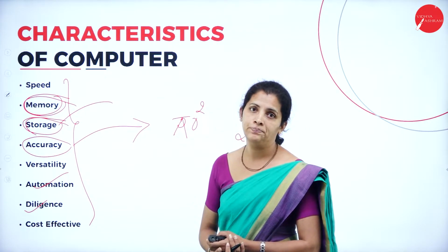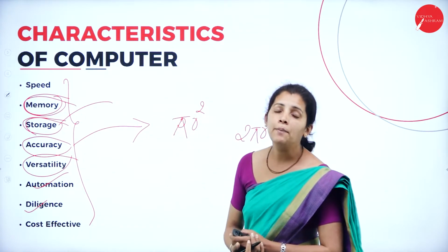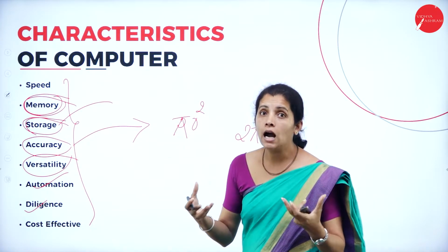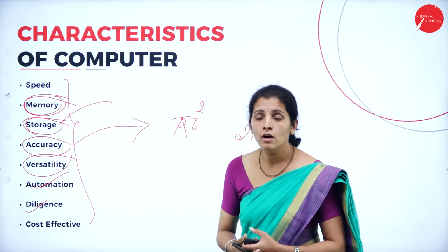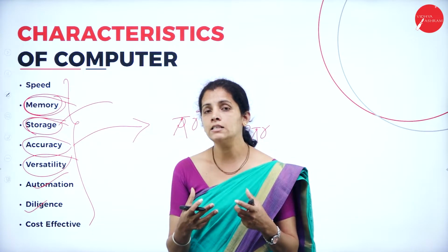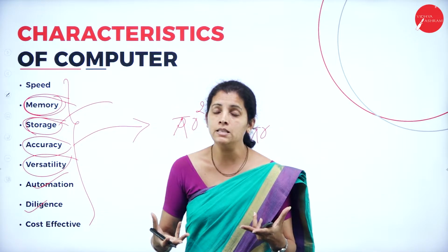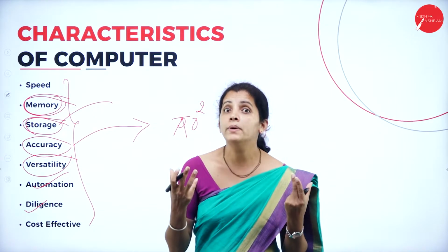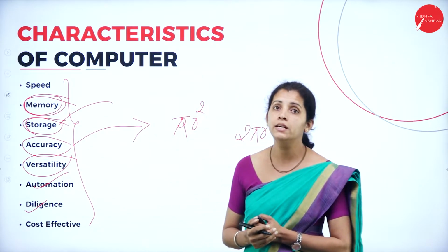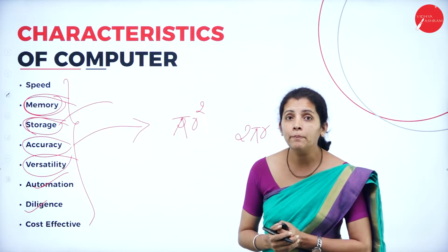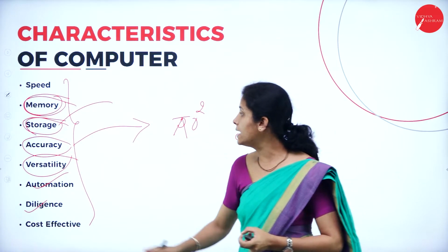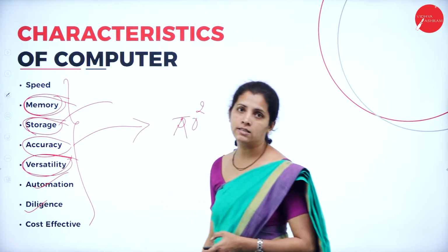And versatility. Here, computer systems are able to perform more than one task at a time. So, versatile. For example, if I consider any actors, there are certain actors who are very versatile. That means they are capable of performing different roles. And if I consider the computer system, computers are also capable of performing multiple tasks, multiple activities. For that reason, it is called versatile.